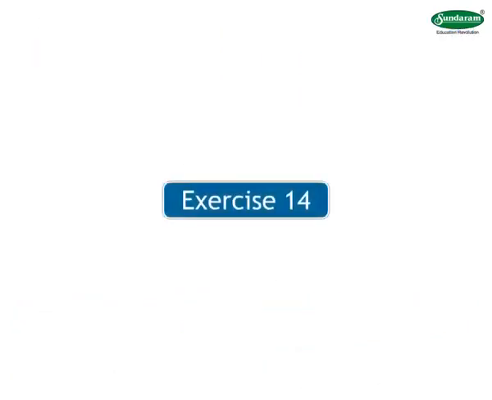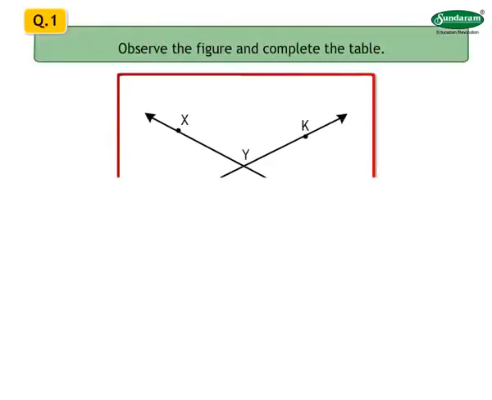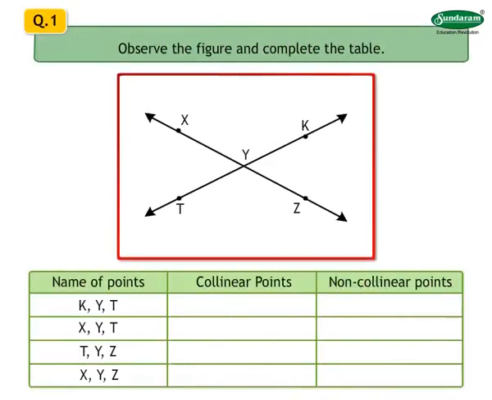Let us now solve exercise 14. Number 1. Observe the figure and complete the table from the figure. We see that K, Y, T are collinear points. X, Y, T are non-collinear points. T, Y, Z are non-collinear points. X, Y, Z are collinear points.